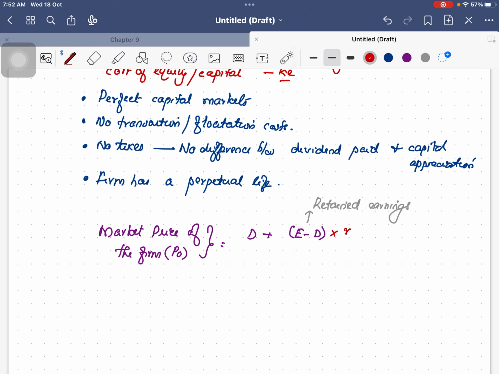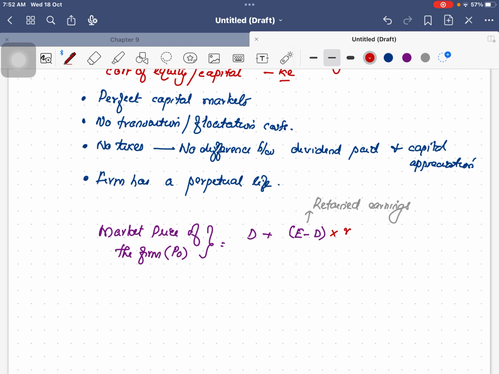R is the rate of return on capital invested. So you are getting a return of (E minus D) into R. Now this is a return which you are going to get in future. If you want to find out its value right now, this return (E minus D) into R you will get for perpetual years, because whatever you are investing in the company, that capital is going to be with you for years. So every year you will get this (E minus D) into R.